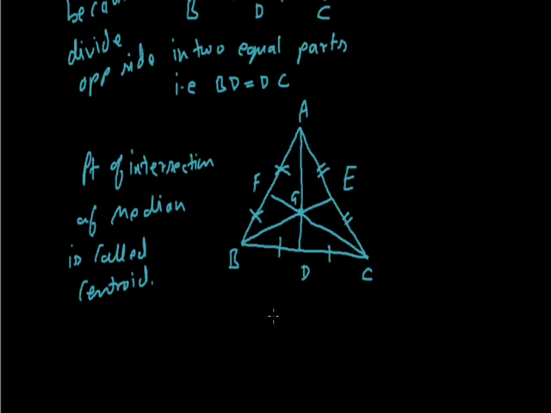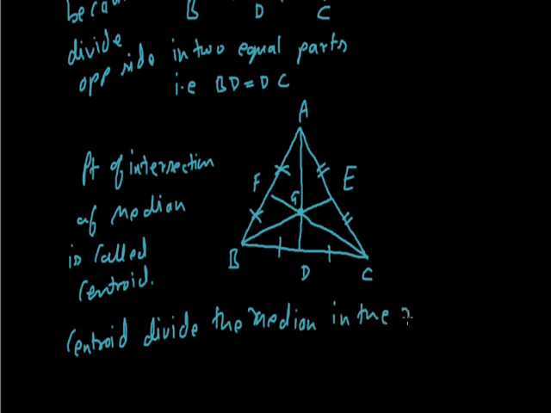One more important fact is that the centroid divides the median in the ratio 2:1. It means AG to GD is equal to 2:1. The centroid divides the median in the ratio 2:1.